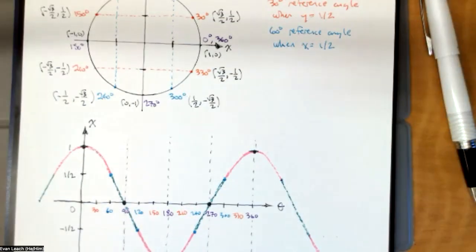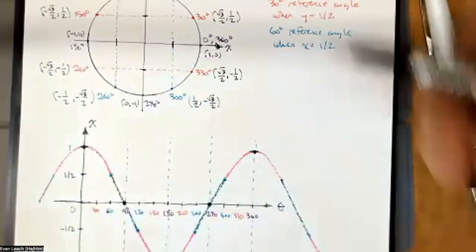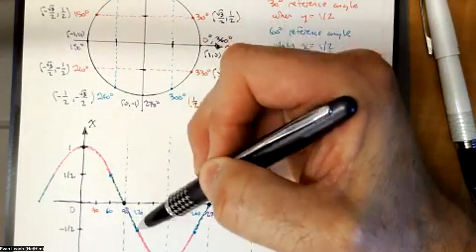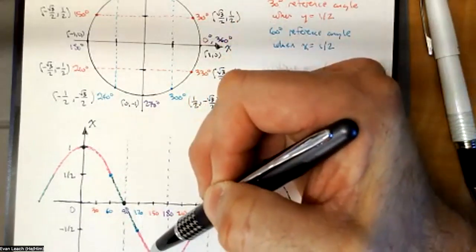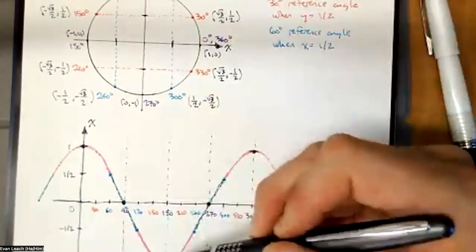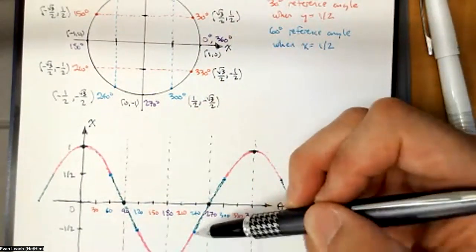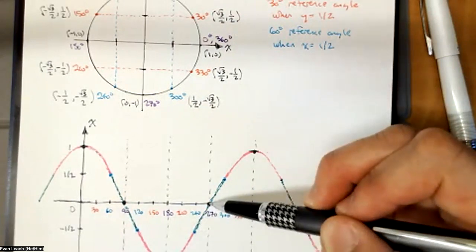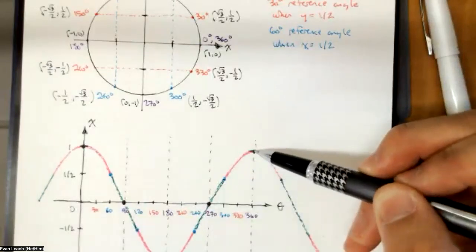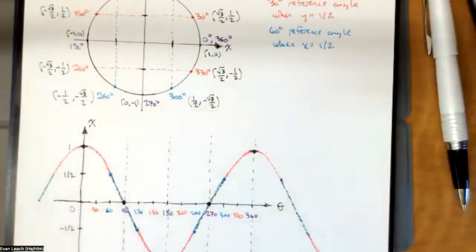So rather than plotting all the points, plot the points that are easy to find, and then connect the dots. So we go from 1 to √3/2 to 1/2 down to 0. That's first quadrant. From 0 down to negative 1/2 to negative √3/2 to negative 1. Second quadrant's done. From negative 1, negative √3/2, negative 1/2, 0. Third quadrant done. 1/2, √3/2, 1, and then we're repeating. Everybody okay?